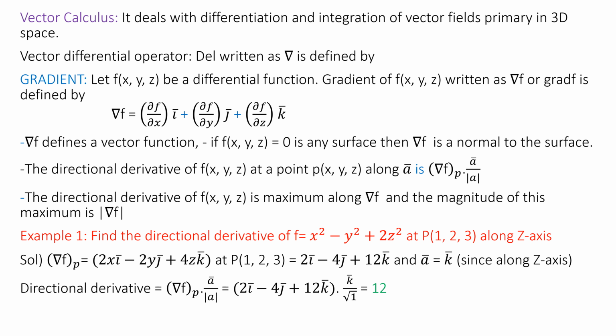Okay, if f of x, y, z is equal to 0 is any surface, then del f is normal to the surface. Okay, and using this gradient, basically you can calculate the directional derivative. Look at how to calculate the directional derivative. The directional derivative of f of x, y, z at point p along a bar is del f at p dot a bar by modulus of a bar. Clearly it is a dot product, so you will get a scalar quantity.